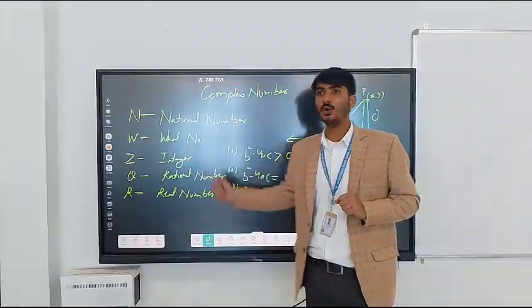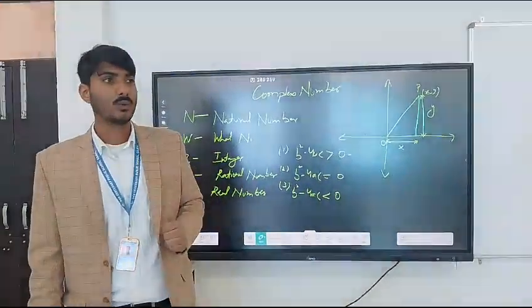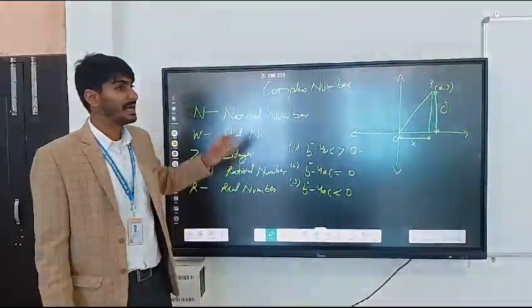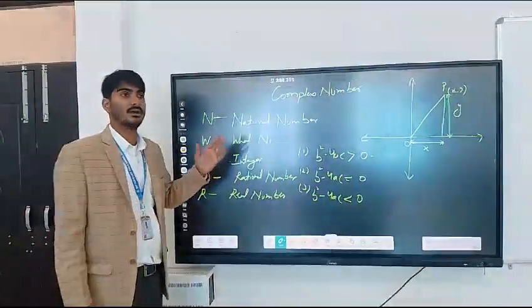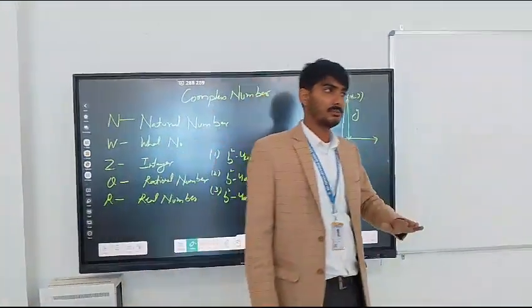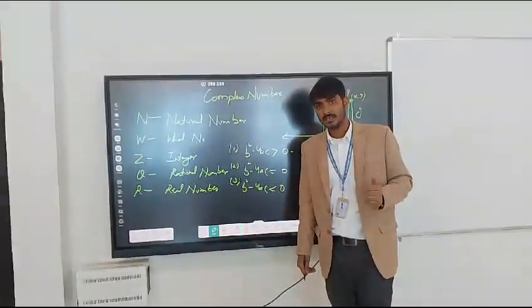And the next number is the whole number. So what are the whole numbers? When 0 is added to the natural numbers, they are called the whole numbers. And next, integers. What are the integers? Those numbers which lie from plus infinity to minus infinity are called the integers.